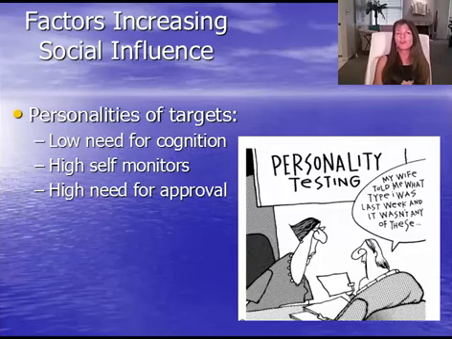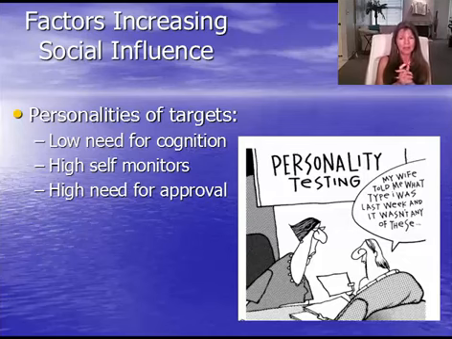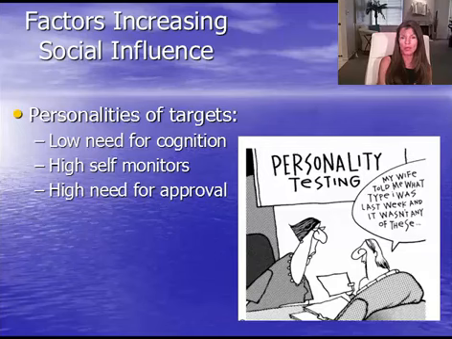High self-monitors are also more likely to be influenced, especially by peripheral cues. And again, remember, peripheral cues are like brand names, celebrity endorsements, attractive packaging, etc. So high self-monitors are more likely to be influenced, especially by those kinds of cues, than low self-monitors. You interpreted your self-monitoring score during our intrapersonal cognition lecture.